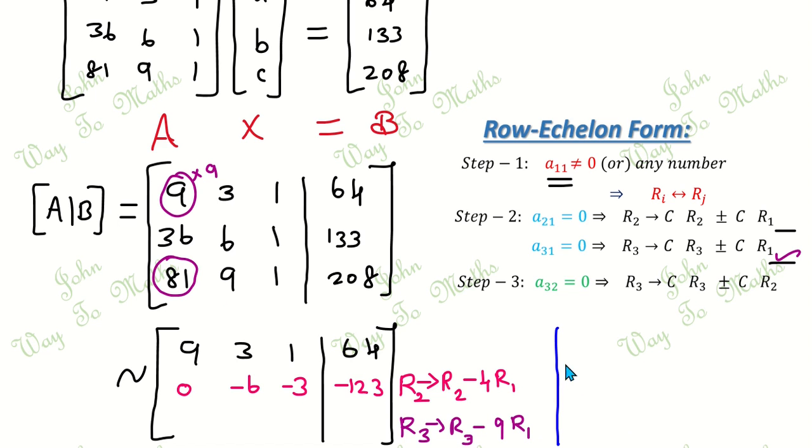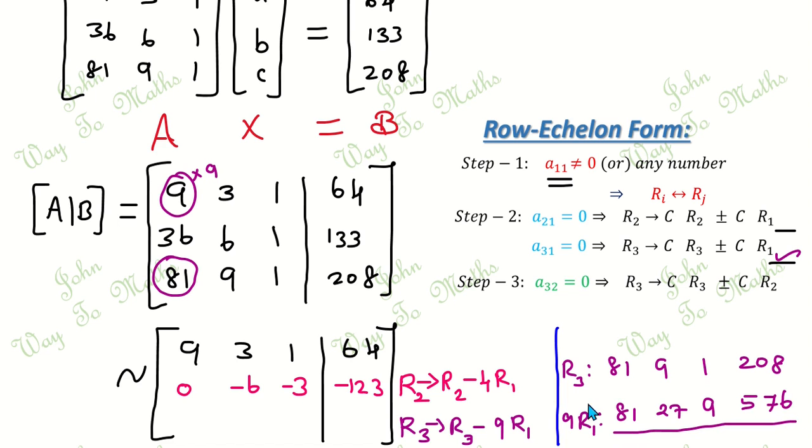So therefore I'm going to write R3. R3 becomes 81 9 1 208. Then 9 times R1: row 1 multiplied by 9. 9 9s are 81, 3 9s are 27, 1 9 is 9, and 64 into 9 becomes 576.